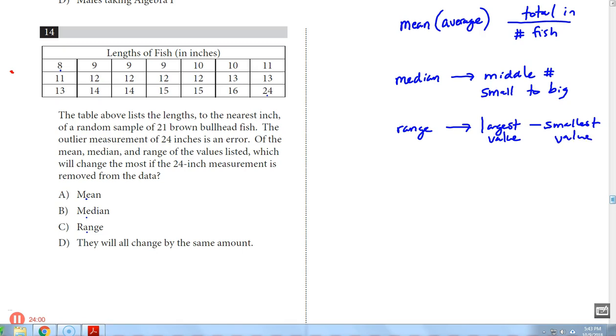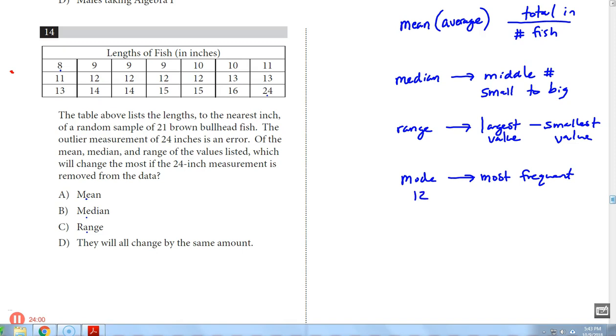So let's read the question and see what they're after. The only other thing that's not in this question that I'm just going to throw in here is the mode. And the mode is what number occurred the most frequent. What number showed up the most? So in this problem, it looks like I had 4 12s. So in this problem, if they ask you what the mode was, it would be 12 because it happened 4 times.